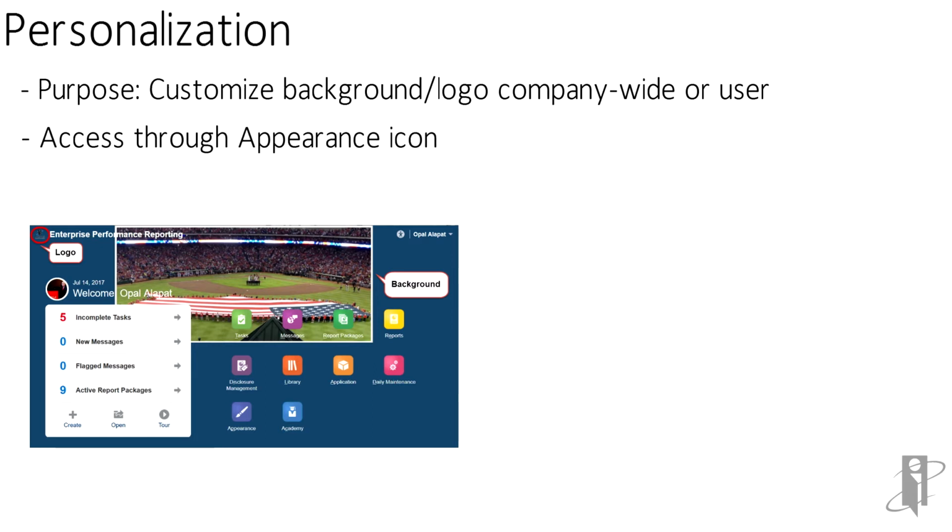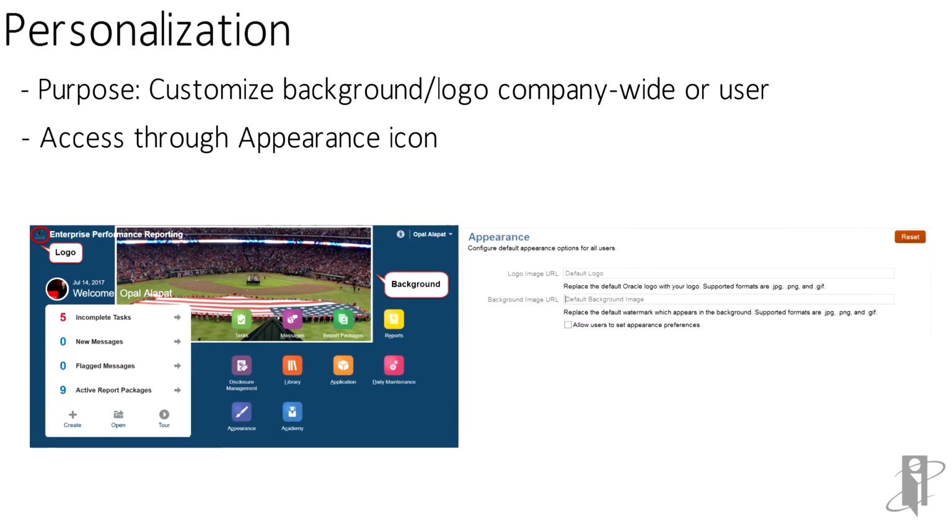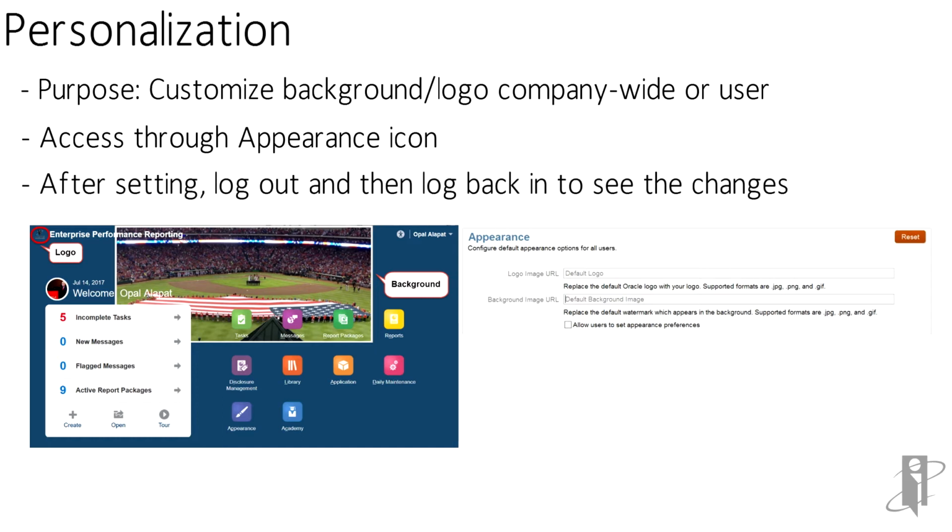This can be accessed through the appearance icon from the home screen, and what you need is a URL to either a logo, if you so wish to set that up, or a background image, or both. This can be set up by the administrator for a company-wide basis, or it can be set up by an individual user. And once it's set up, the person needs to log out and then log back in to see the changes.